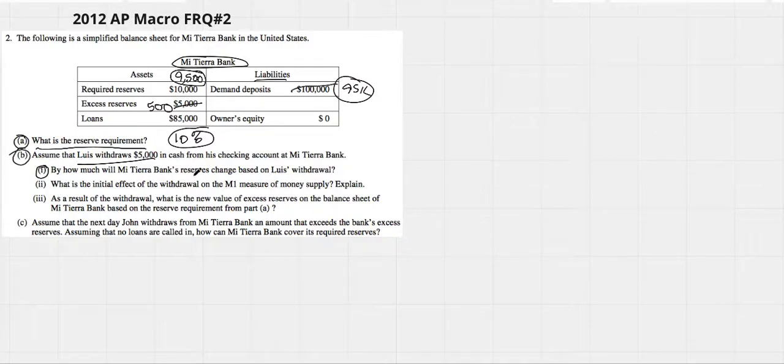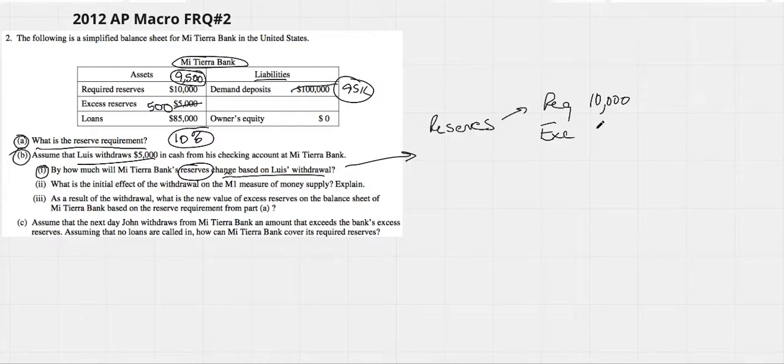Now let's read them. By how much will Mi Tierra Bank's reserves change based on Louis's withdrawal? This is a bit of a trick question. People tend to have a lot of problems with this. Just understand that when they use the word reserves, College Board is being a little tricky here. Reserves is not only about required, but also about excess reserves. So we had 10,000 in required, and we had 5,000 in excess. That was a total of 15,000.